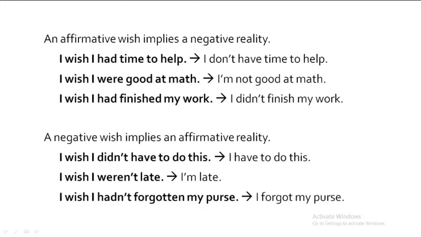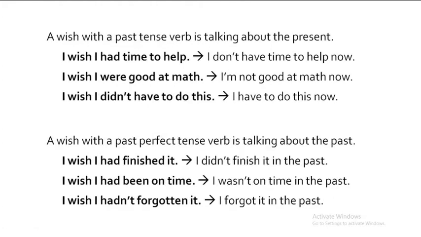These are other examples of wish. An affirmative wish implies a negative reality, and a negative wish implies an affirmative reality. The reality is the opposite of the wish. A wish with a past tense verb is talking about the present. Like the example, "I wish I had time to help." Had is past tense, so the reality is I don't have time to help now. Don't have uses present tense.